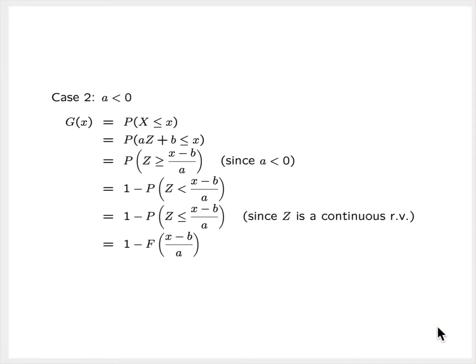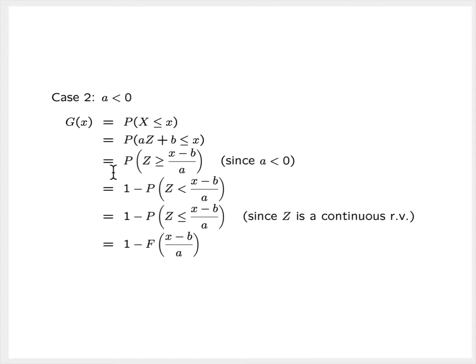Now, case 2 is the situation where a is negative. Again, we start with G of x, the CDF of X evaluated at little x, which by definition is equal to the probability that X is less than or equal to little x. That equals the probability that a times Z plus b is less than or equal to x. Again, we rearrange things inside the parentheses by subtracting b from both sides and then dividing both sides of the inequality by a. But because a is negative, the direction of the inequality changes from less than or equal to greater than or equal to.